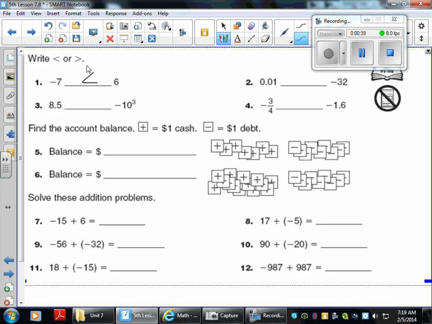For number 2, to try to trick you, they have 0.01 and negative 32. Well, since 0.01 is still positive, it is still larger than negative 32.